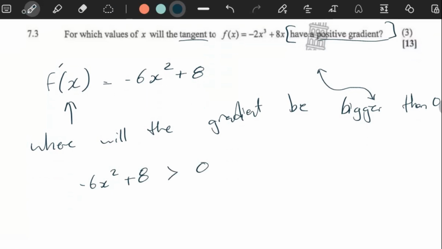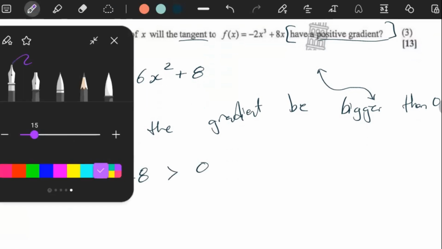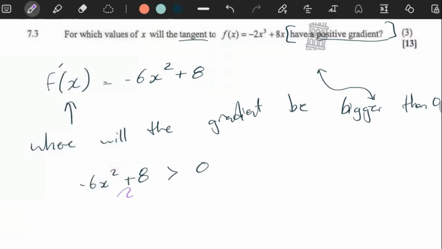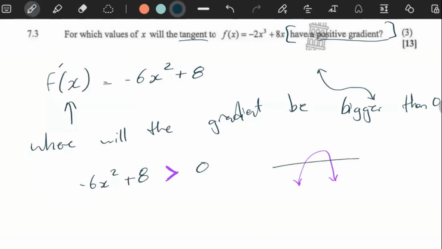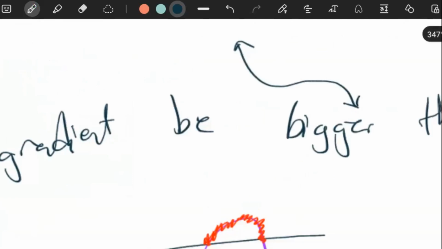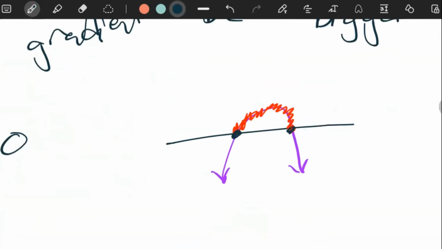So remember, anytime you work out an inequality like this, you have to consider the image. So this is going to be a frowning parabola, you see. So this frowning parabola, they're asking us, where is it bigger than 0? So visually, it is above 0 here. This is where it's above 0. So you have to work out this x value here and this x value.